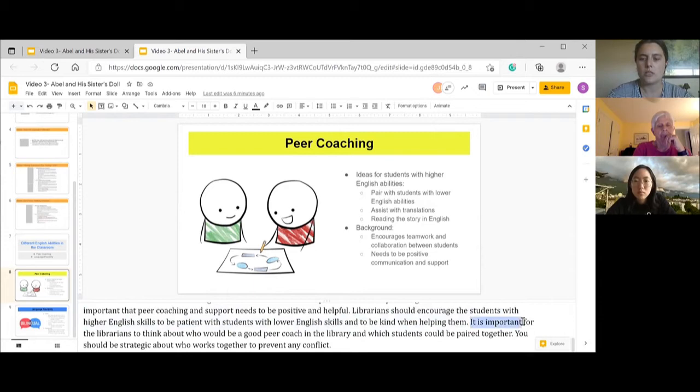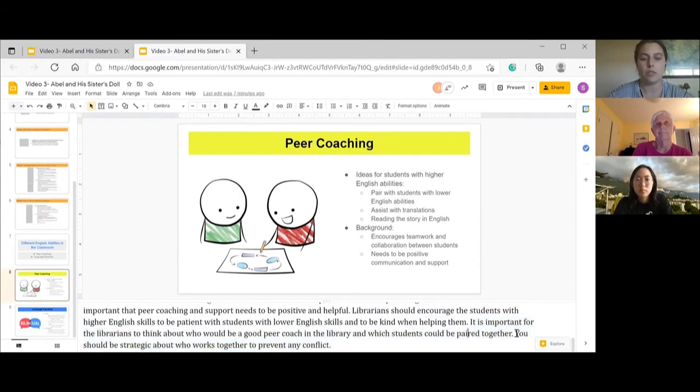And another note, it's also important for the librarians to think about who would be a good peer coach in the library before you teach the lesson. So thinking about the students you have in your classroom, and maybe who would be excited to be a peer coach, and who would have a good attitude as a peer coach. And then with that also, it's important to think before which students could be paired together.